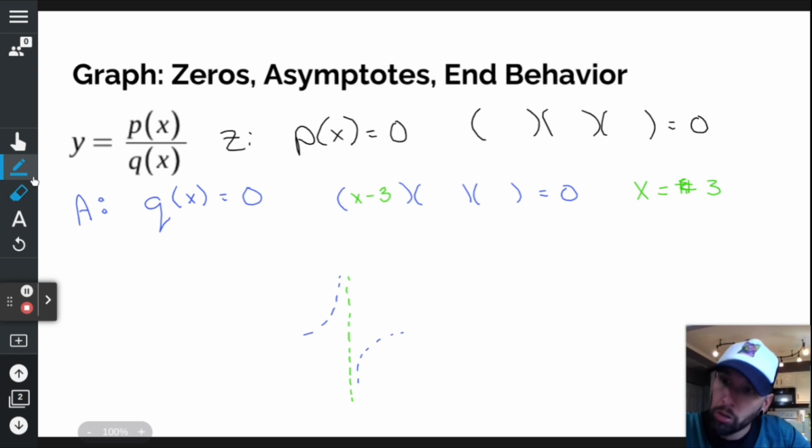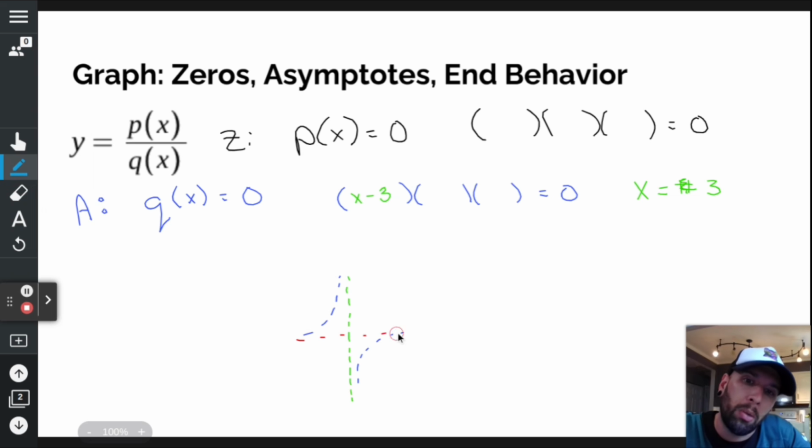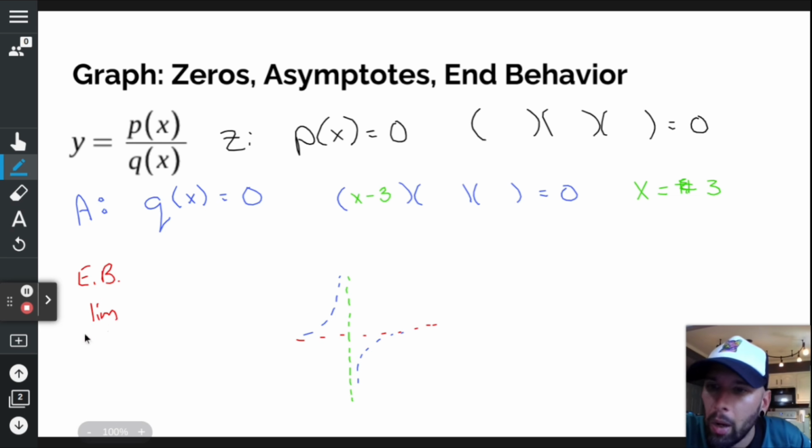Now, what also could possibly exist is a horizontal asymptote, which means a line where my graph will neither touch it horizontally. That's where end behavior takes place. So the end behavior takes place when we're talking about my limit. So what's my equation doing when x is approaching infinity or negative infinity?